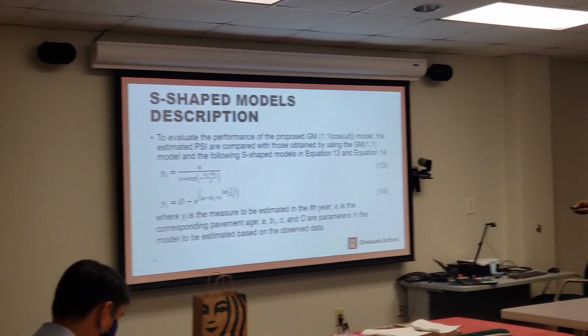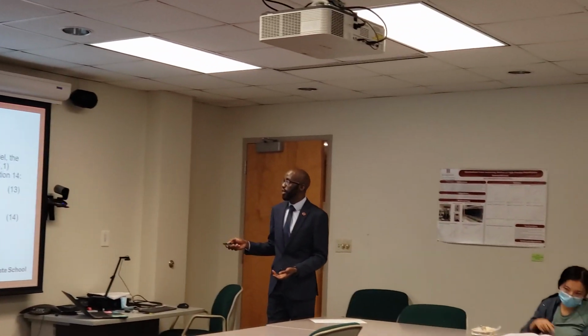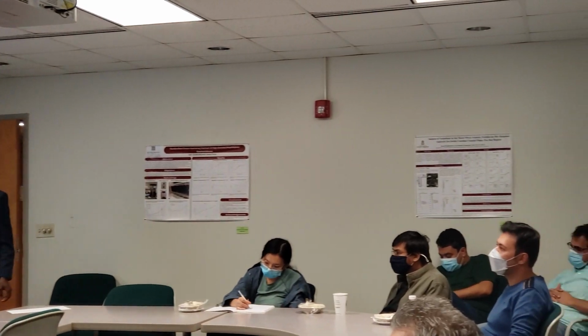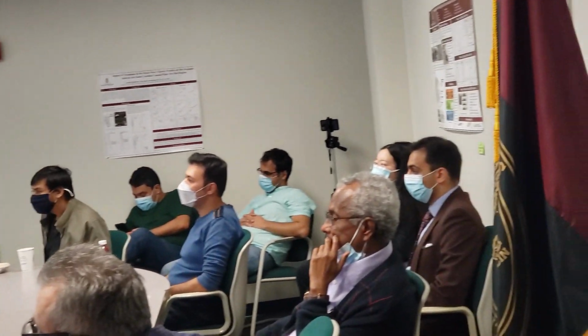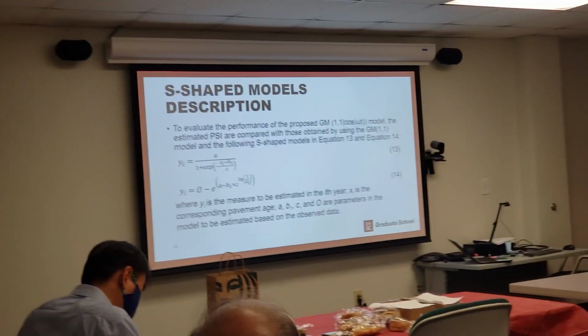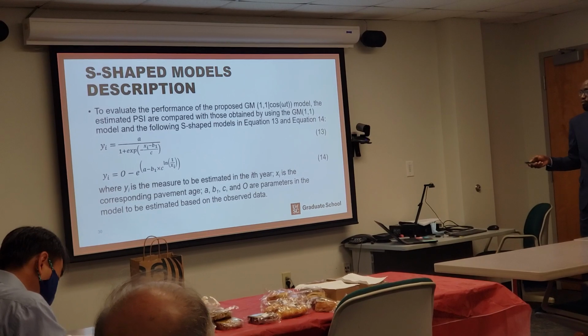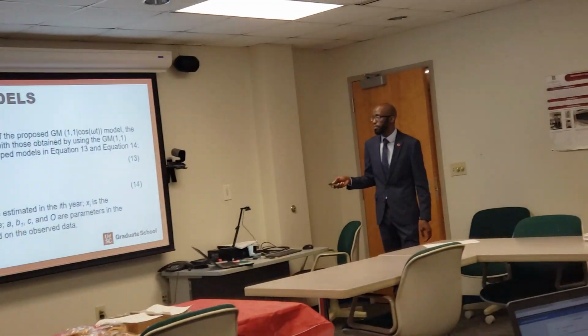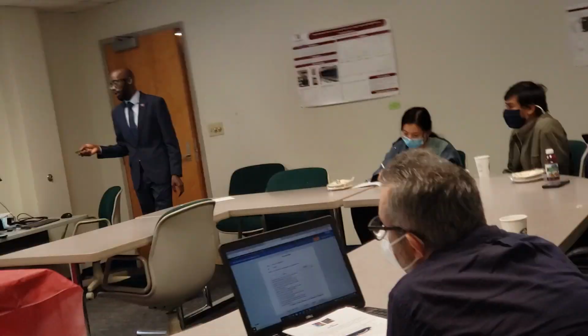The first model here is the model used by North Carolina DOT, and the second model here, equation 14, is the one used by Arizona DOT, but South Carolina DOT also uses the same model, where A, B1, C, and O are parameters to be estimated.